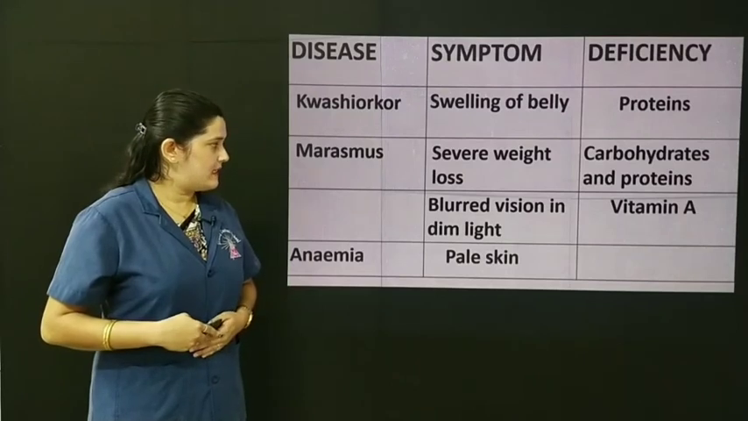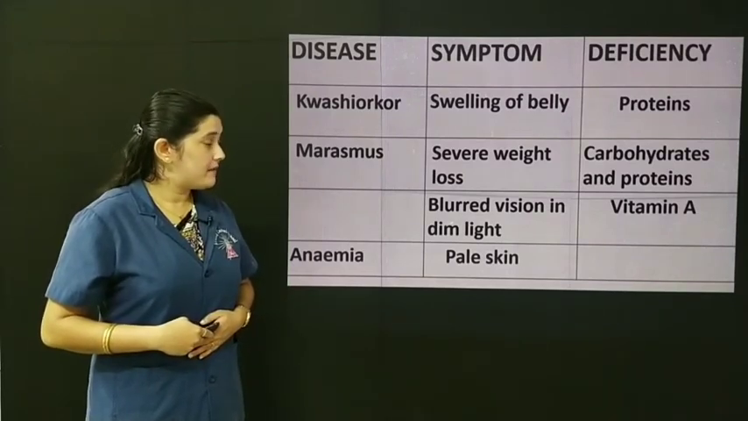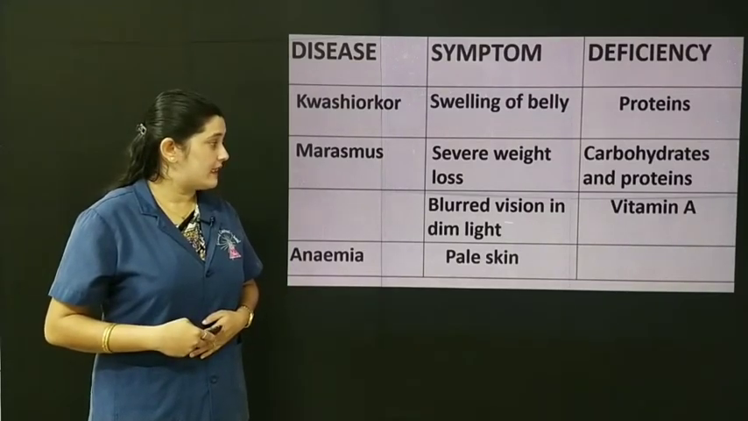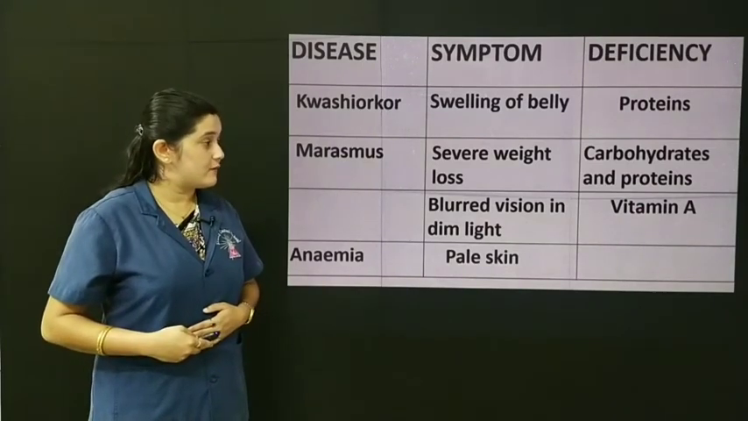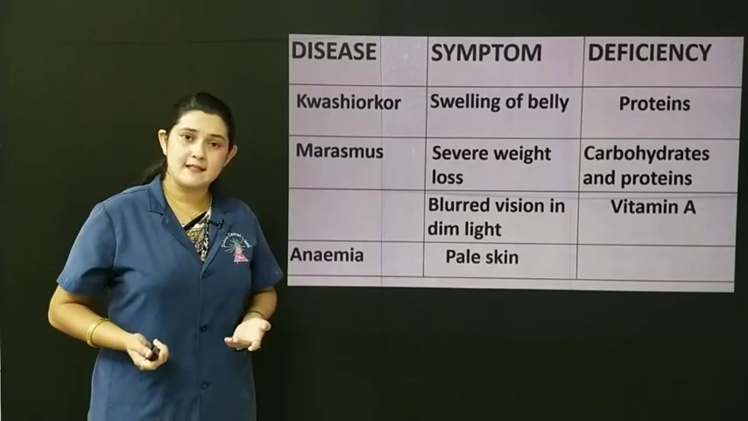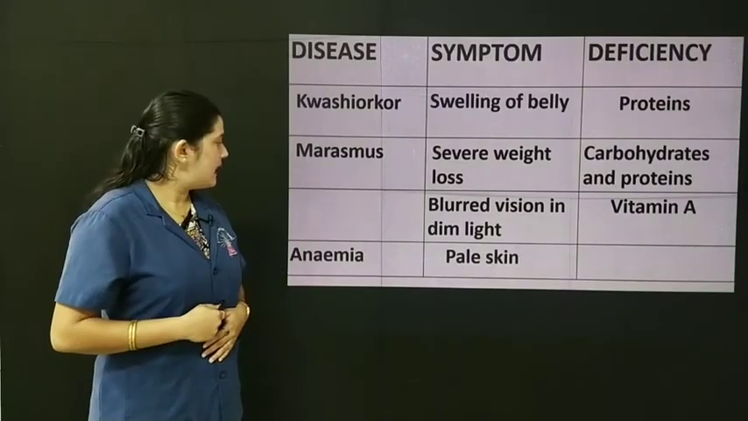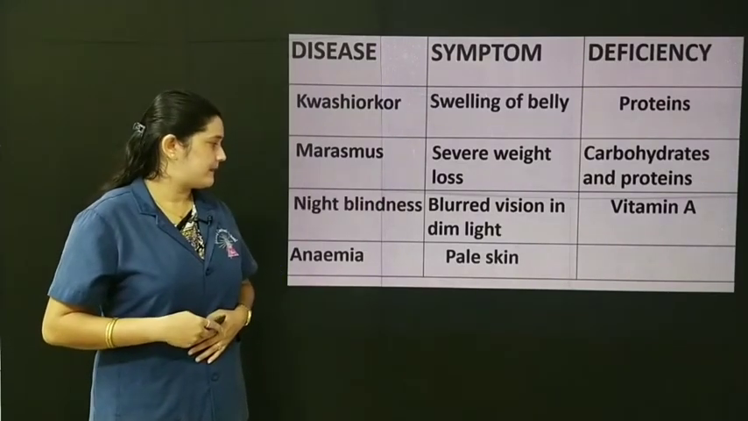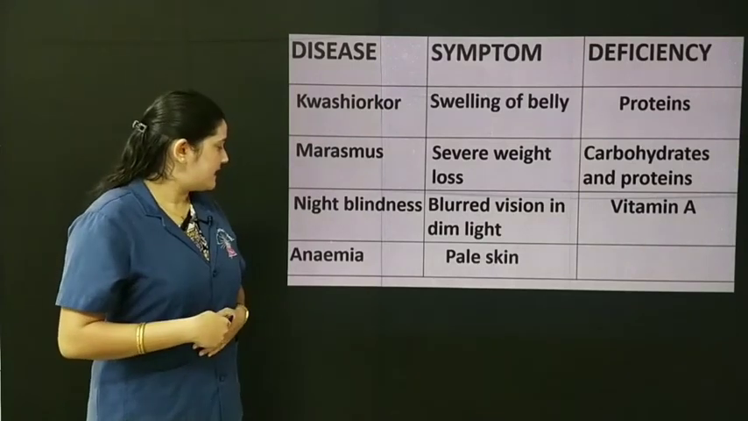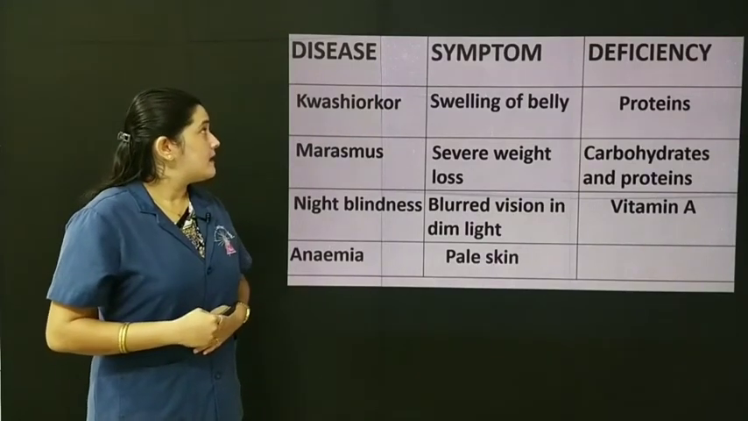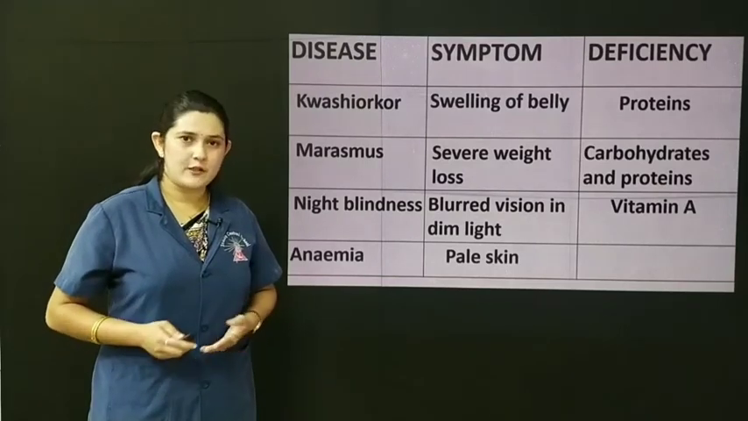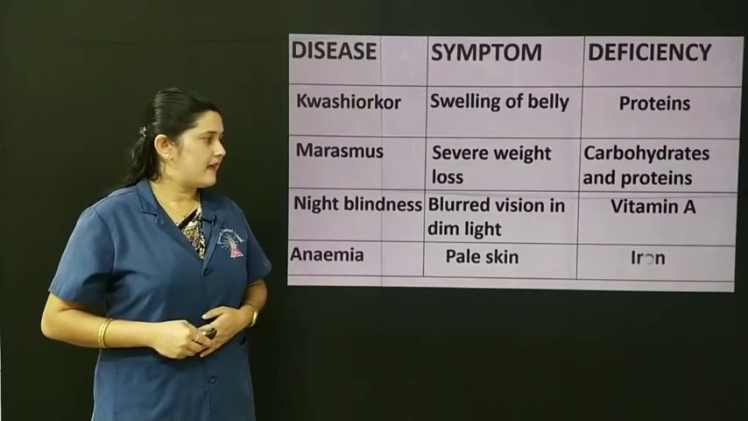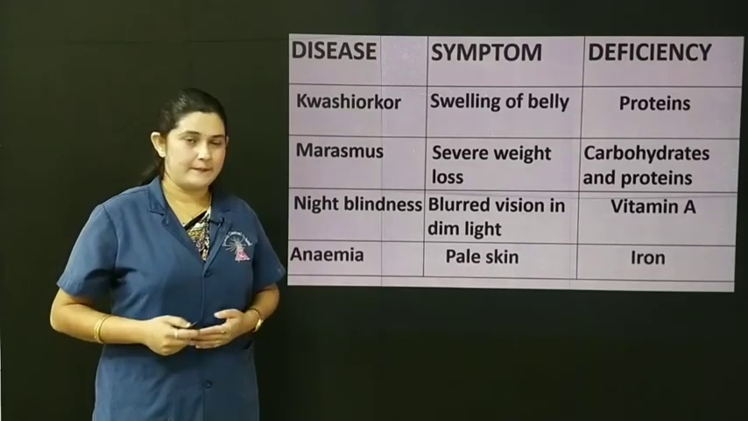The third one, the symptom given is blurred vision in dim light or during the night time. Deficiency is vitamin A. Which is the disease, children? It is night blindness. The next one is anemia. The symptom is pale skin. What is the deficiency here? It is iron.